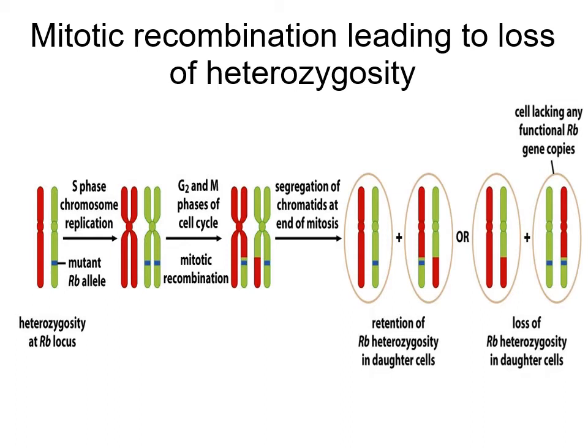So it's not the exchange of material that caused the problem, it's the way those chromatids segregated so that both of the mutant alleles ended up in the same cell and its progeny. So those cells, the ones that got the green mutant and the ones that got the red mutant, are going to lack functional RB, and those are now homozygous for that mutation.